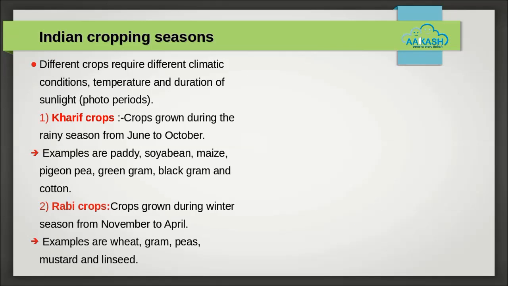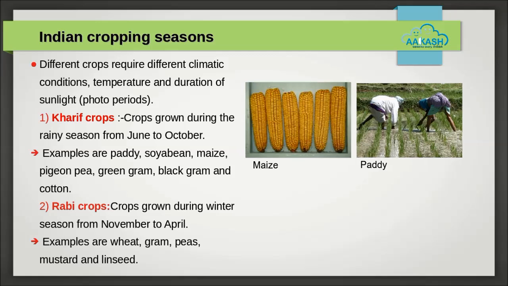Indian cropping season. Different crops require different climate conditions, temperature and duration of sunlight, that is photoperiods, for their growth and completion of life cycle. Here are some crops: Kharif crops and Rabi crops.